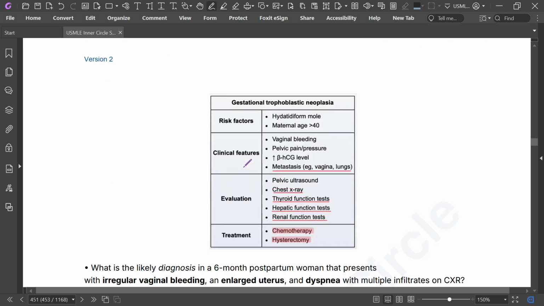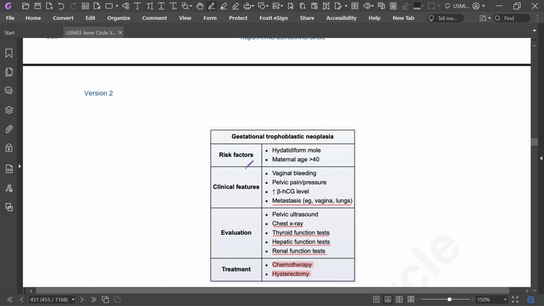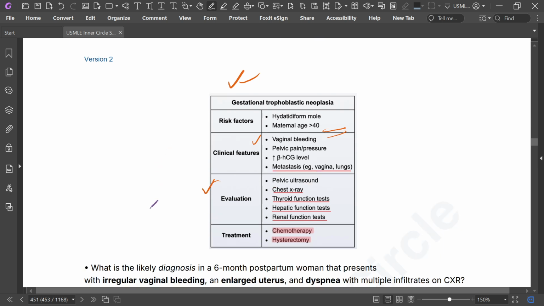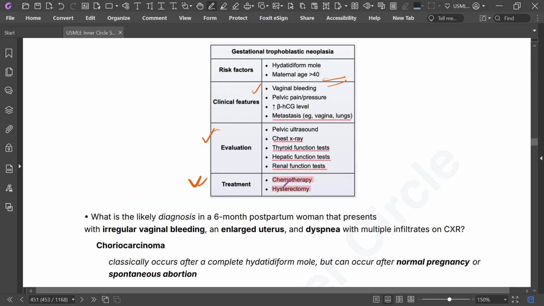Now choriocarcinoma, the gestational trophoblastic neoplasia. Risk factors are hydatidiform mole and maternal age more than 40. There is vaginal bleeding, pelvic pain or pressure, increased beta hCG level, and metastasis, which may be to the vagina or lungs. Evaluation: pelvic ultrasound, chest X-ray, thyroid function, hepatic function, and renal function should be done. Treatment is chemotherapy and hysterectomy.